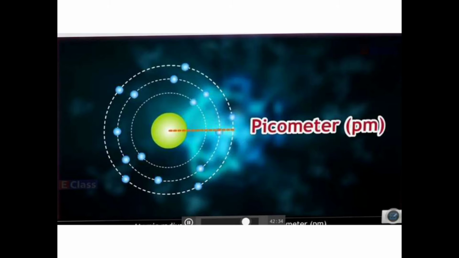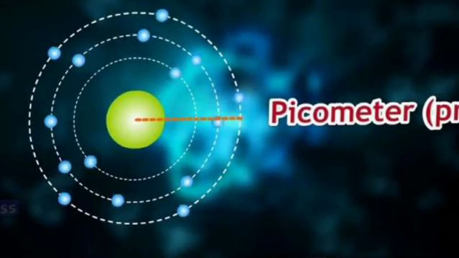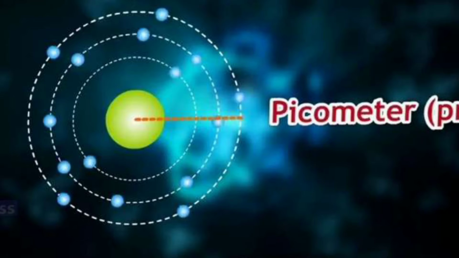Correct? Now we'll talk about the atomic size. Atomic size, children, as the atom is very small, we will not use the bigger units like meter and centimeter. Meter and centimeter become very big, because on the tip of a needle also you can see millions of atoms present there. So we need a smaller unit, and we use a unit called picometer, which is nothing but 10 raised to minus 12 meter.